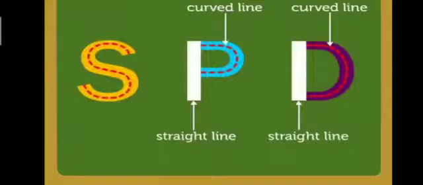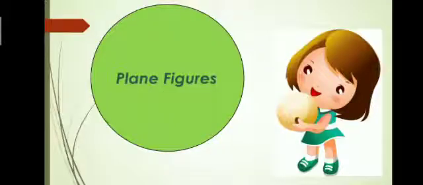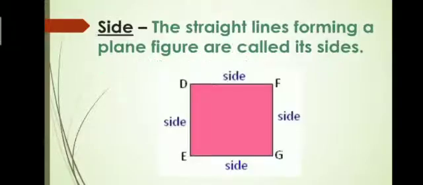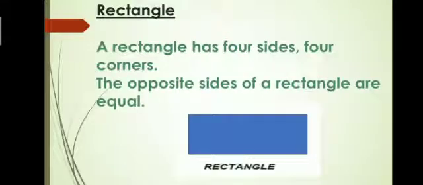Students, now let us know about plane figures. But before knowing about plane figures, we must know what is vertex and side. Vertex. Each corner of a plane figure is called its vertex. Students, the plural of vertex is vertices. Side. The straight lines forming a plane figure are called its sides. Now, let us know about the plane figures.